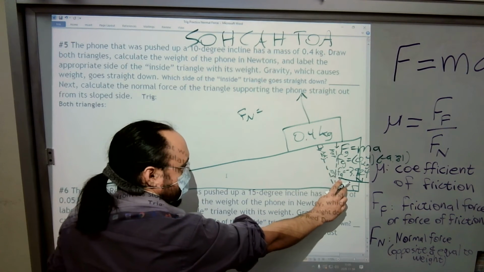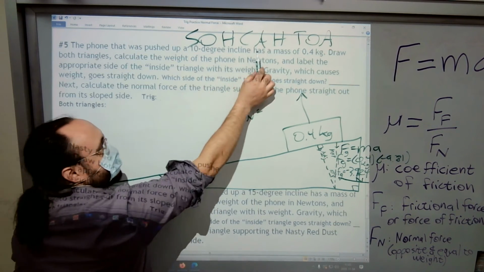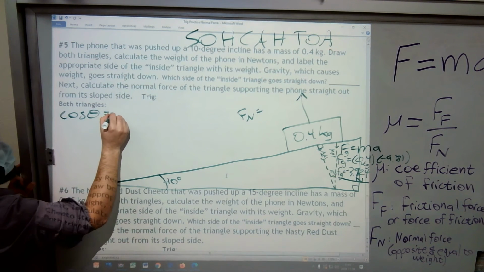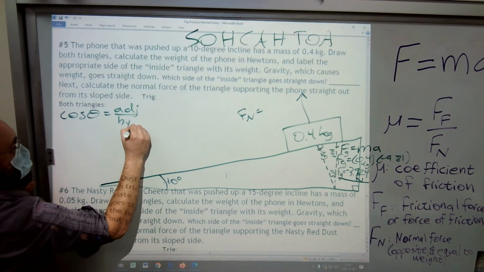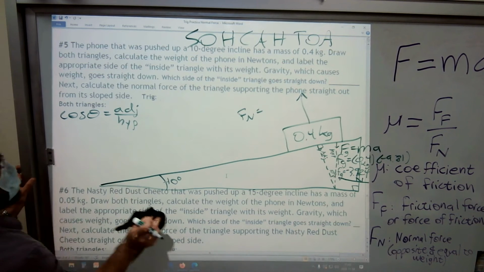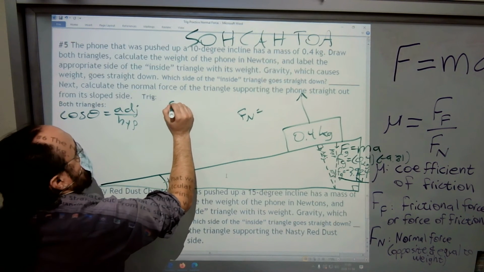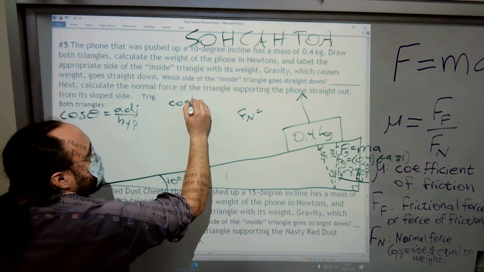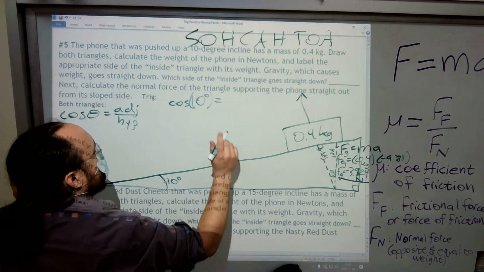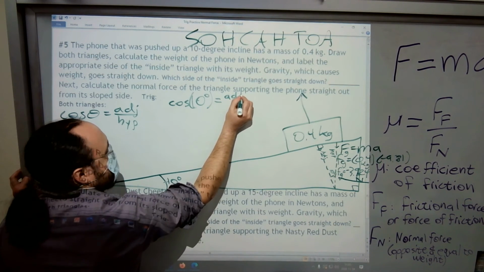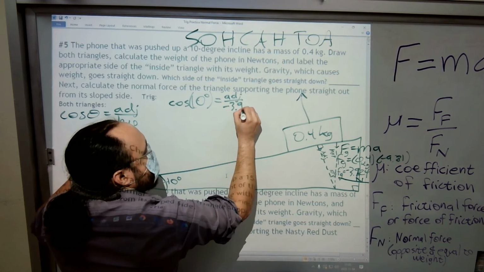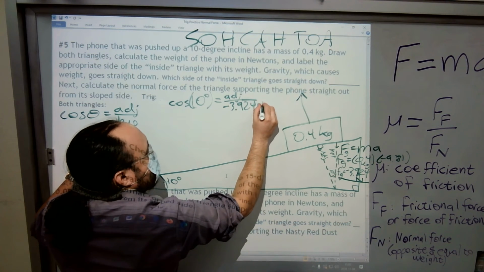So if we've got h, 3.9, we're looking for a. That means a and h go with c over here, so we'll use cosine. Cosine of theta equals adjacent over hypotenuse. I better give myself a little more room there. Theta is 10 degrees. Make sure your calculator's in degrees. Adjacent is what we're looking for, and hypotenuse is the weight there, 3.924 newtons.